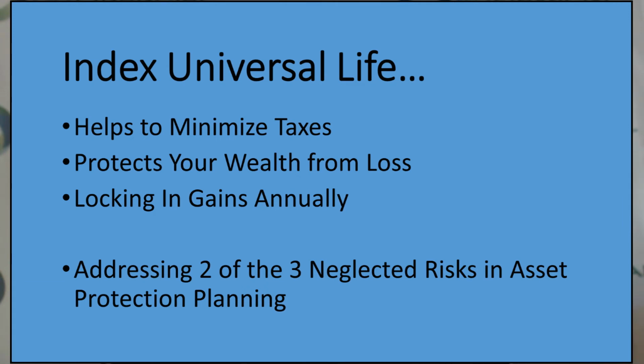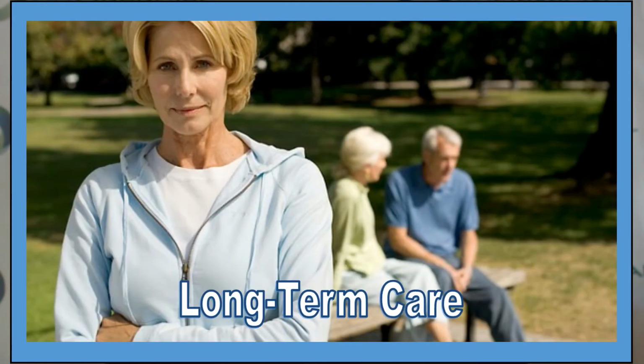Okay, so Index Universal Life helps to minimize taxes and protects your wealth from loss when the market drops while grabbing gains when the market or your index is up to a cap or after a spread. They even have the participation rates too. Thus addressing 2 of the 3 neglected risks in most asset protection plans. Pretty strong start, right? It gets better. Hold on. What about the 3rd?